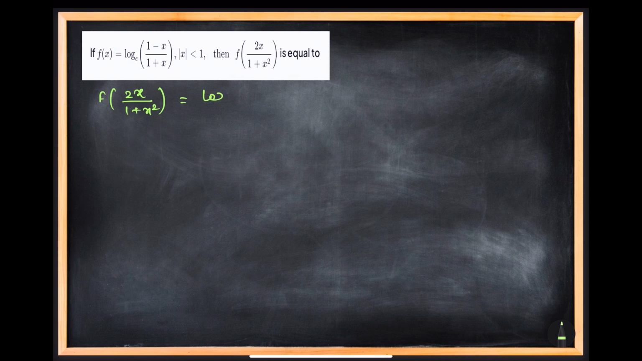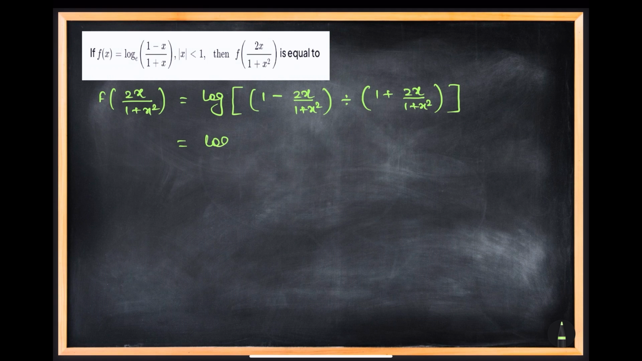So it is log. You know that I have suggested, if you are dealing with a fraction, always go with the division sign. So first component 1 minus x. In place of x you will be writing 2x upon 1 plus x square, divided by 1 plus 2x upon 1 plus x square. So this is your component.